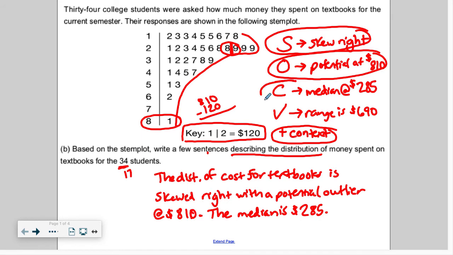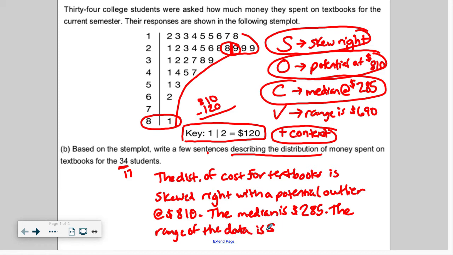So now I've talked about that. And finally, the range of the data is $690. And now I've talked about the variability.